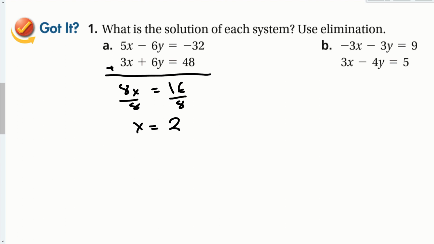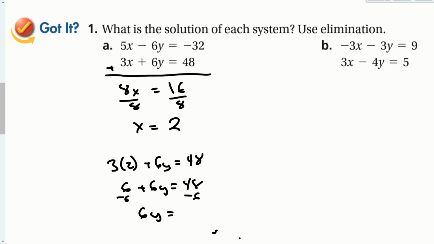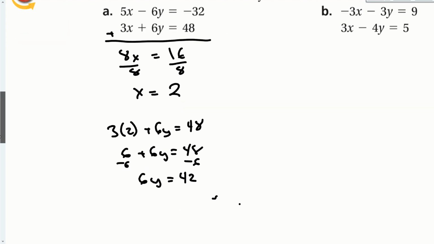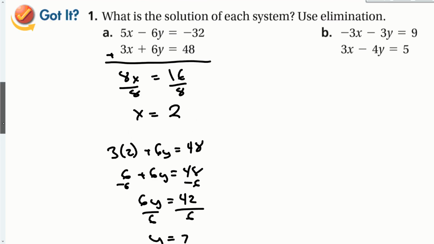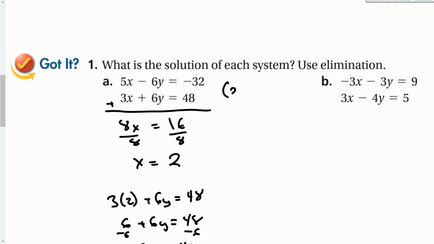Plug it back in. Let's plug it into the bottom one because there are less negatives there. So 3 times 2, which is x, plus 6y is equal to 48. So 6 plus 6y is 48. Subtract the 6 from both sides. Gives me 42. Divide by 6 to give me that y is equal to 7. And my solution then is 2 comma 7.